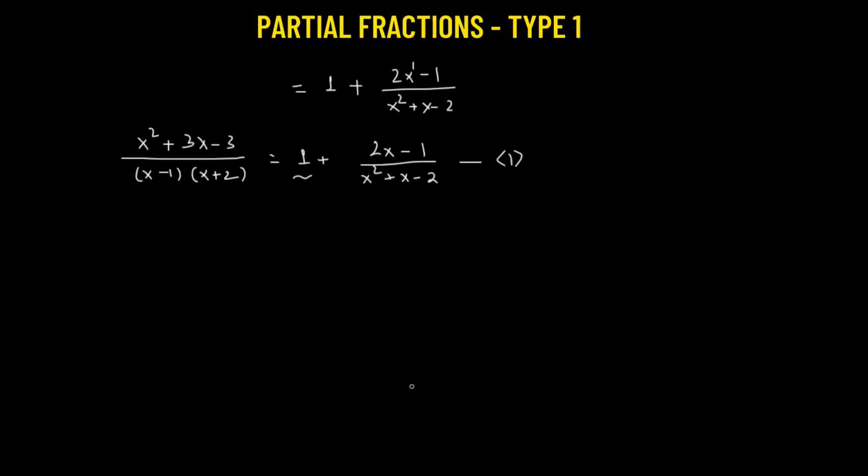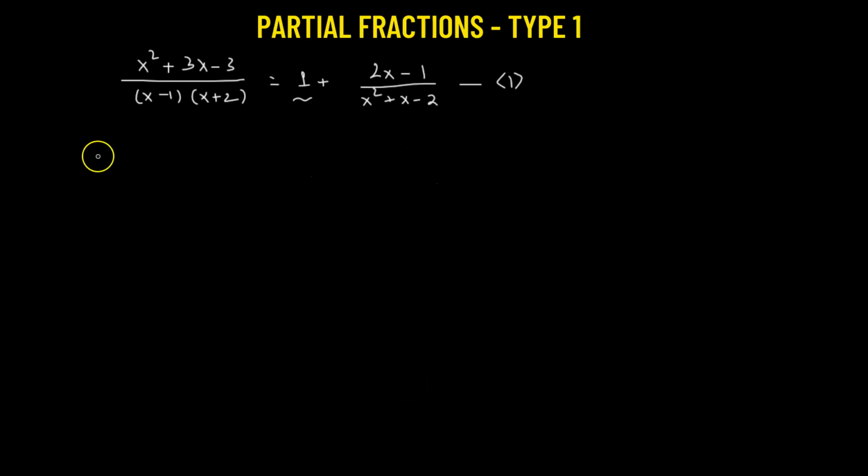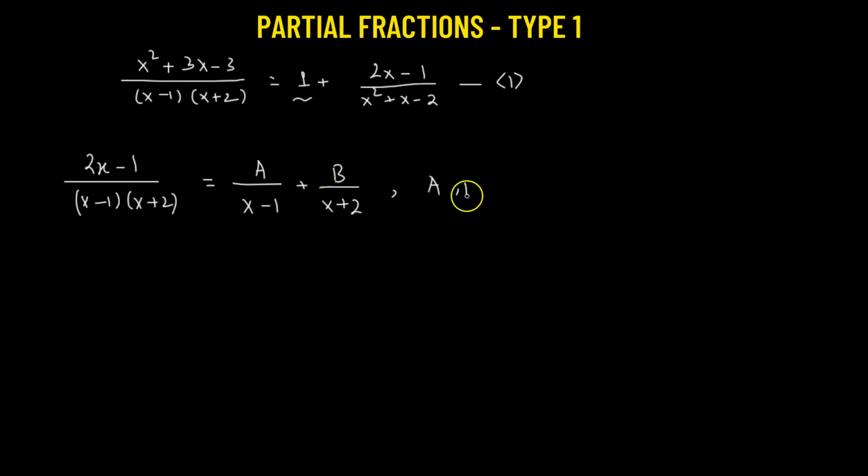So let's begin. To do that, we are going to consider 2x minus 1 divided by x minus 1 multiplied by x plus 2. This will be broken down into two partial fractions. The first partial fraction will be a divided by x minus 1, followed by the second partial fraction, which is b over x plus 2. The a and b here are constants. Now the choice of a and b is totally independent, meaning we could also have a over x plus 2 plus b over x minus 1. Now let's label this as number 2.